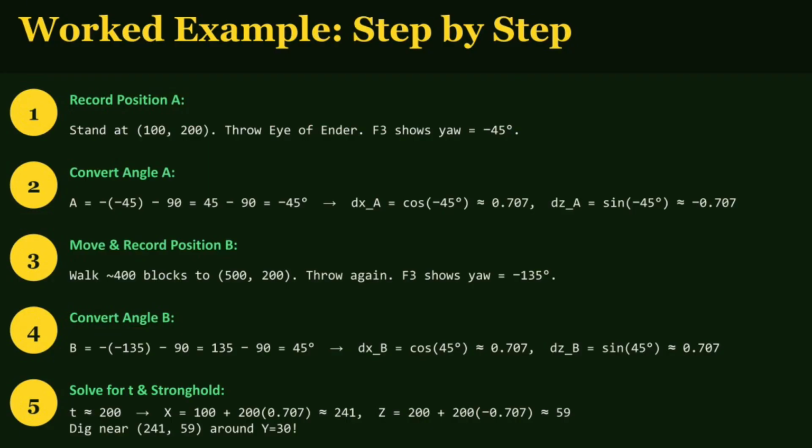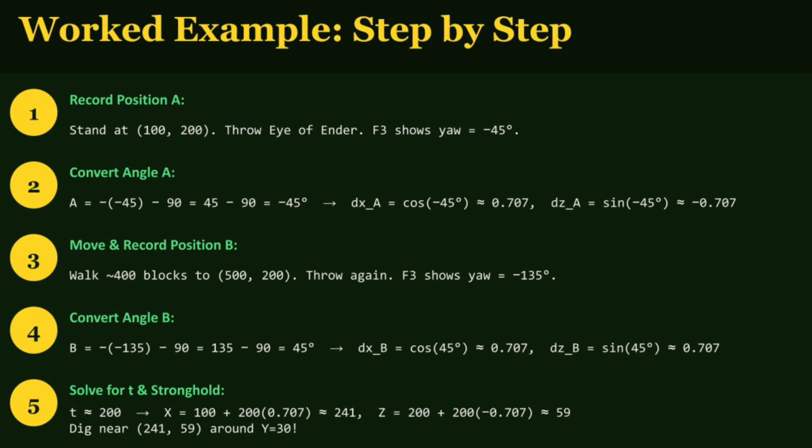So this is basically just using each one of the equations that I had in the previous slide. This works for any coordinates. You don't have to go to X 100 and Z 200. It's just an example of where this player would be standing. So the first position, for example, would be X 100 and Z 200. From this position, you throw an Eye of Ender and you click F3 to show your YAW, or your angle. To convert that first angle, you use the first equation in step 1, which in this case will give you -45.